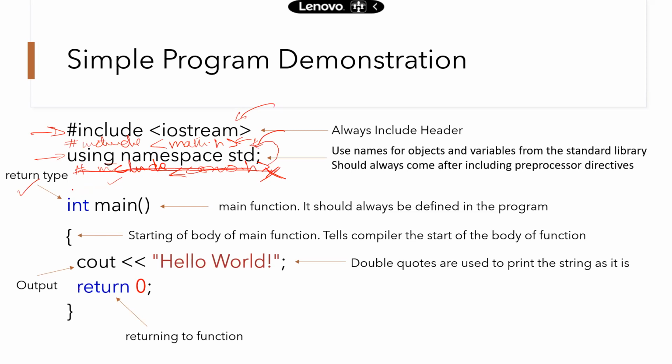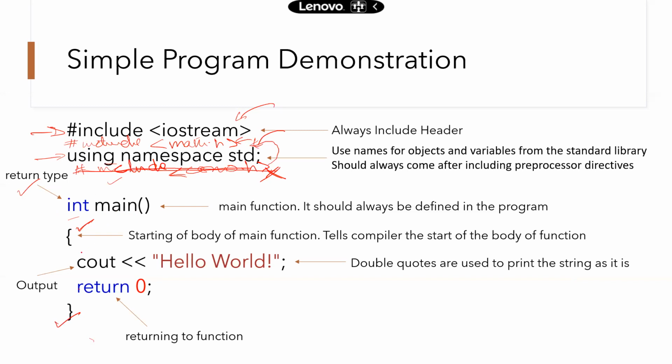So we have a return type. Then there is a main. The main function is basically the heart of the program. It should always be defined in the program. It's not possible that your program is without a main function. All the programs in C++ have a main function, whether it's object-oriented or data structures or anything else, the main function has to be there. Then come the braces. This is where your body opens. Every function has a body, so the body of the main function starts with the braces and ends with the braces.